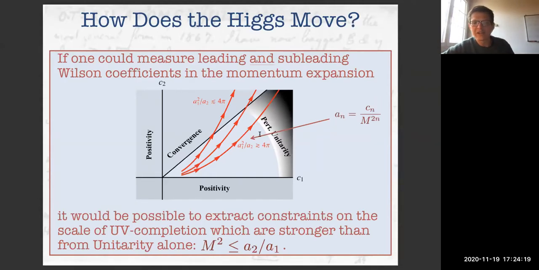So what you do is you measure these ANs, but still this convergence criterion must be imprinted somehow in the theory. And indeed, what it tells you is that, for example, if C2 has to be less than C1, then A2, which is C2 over m to the 4, has to be less than A1 times m squared. And what that means is that, in fact, if you measure these two quantities, you can put an upper limit on where the theory has to be UV completed.